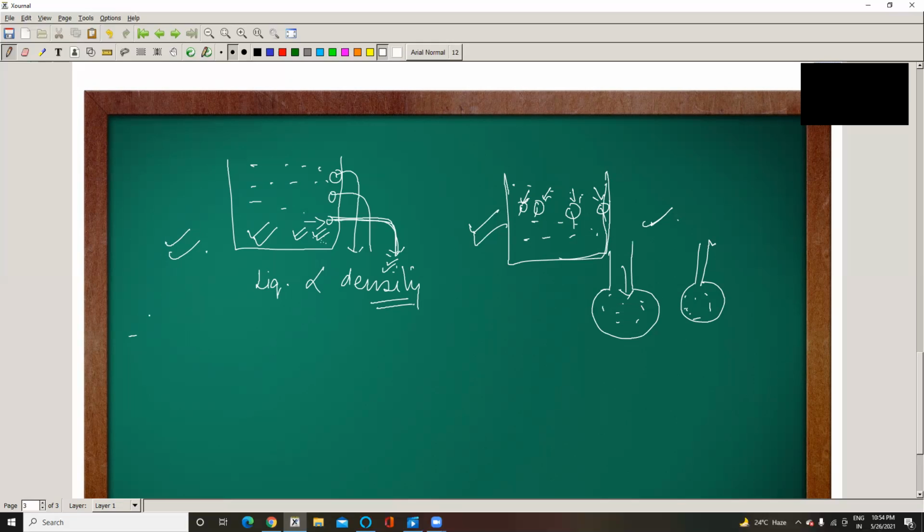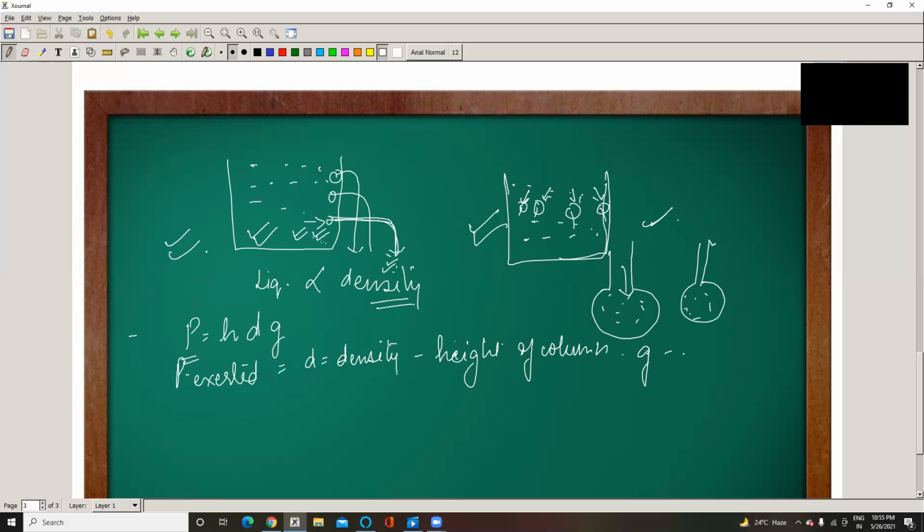Okay, so from here, the pressure exerted is P equals h d g. P is the pressure exerted, d is the density, h is the height of the column, and g is the acceleration due to gravity. Longer or smaller in height, the pressure is different in both the cases.